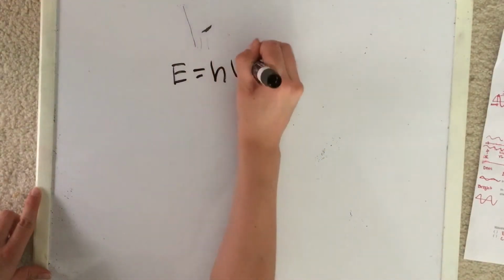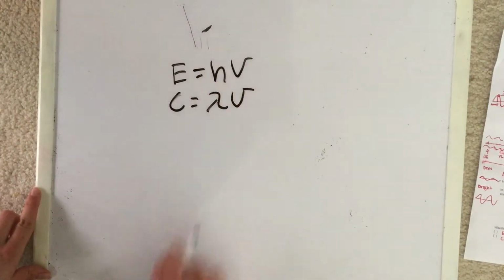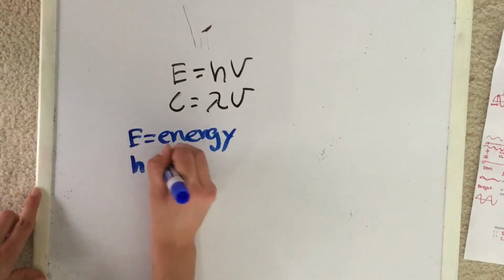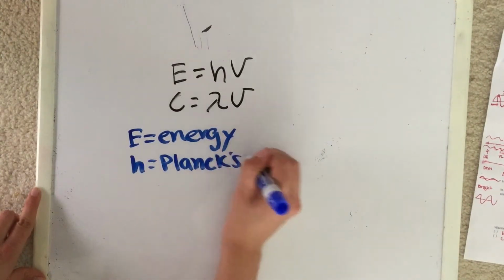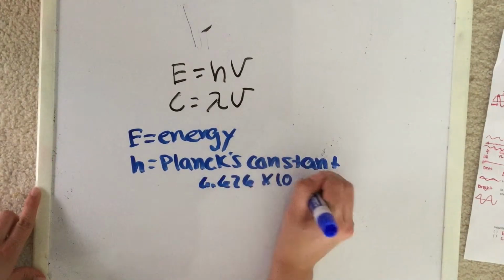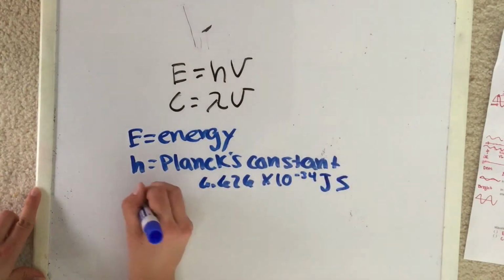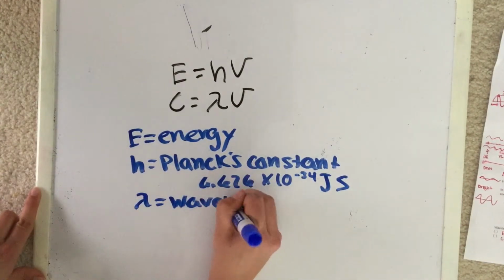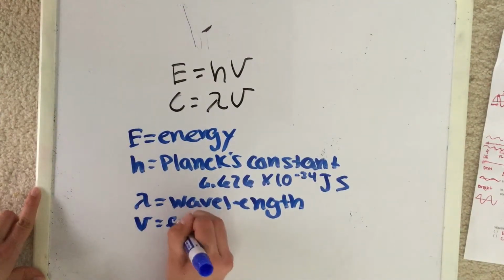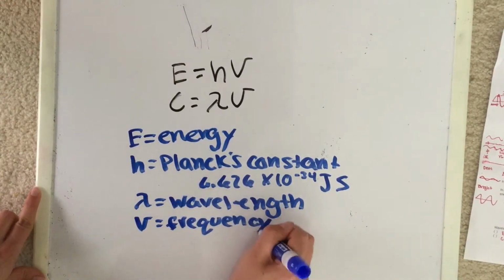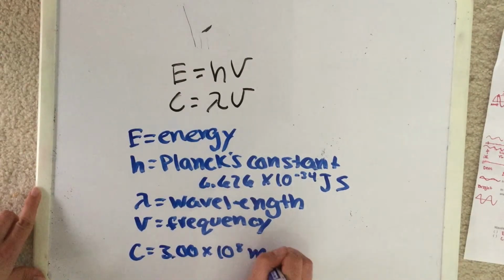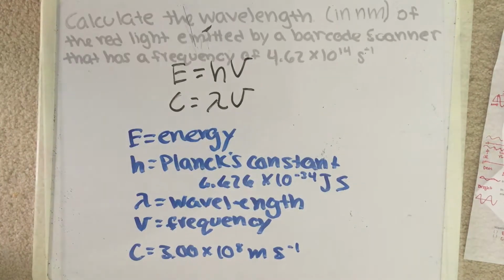Wavelength, energy, and frequency are all related to each other in these two equations: E equals h nu and c equals lambda nu. E is equal to energy, h is equal to Planck's constant, which is 6.626 times 10 to the negative 34th joules per second. Lambda is equal to wavelength. Nu is equal to frequency. And c, as we mentioned before at the beginning of the video, is the speed of light, which is 3.00 times 10 to the 8th meters per second.